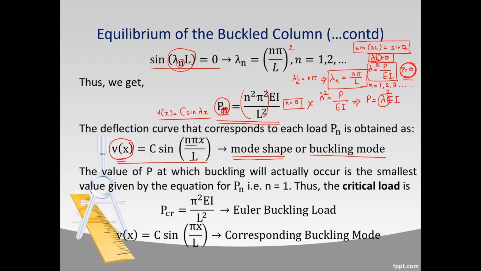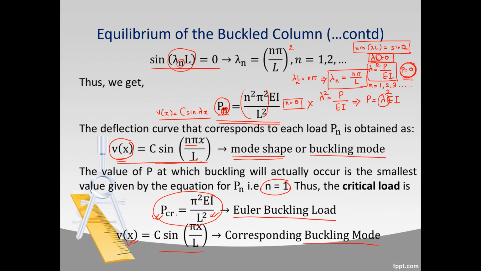So if you substitute n equals 1 in this equation, you get the value of critical load is pi square EI by L square, and this is the Euler buckling load. If you substitute the value of n in this mode shape, then you get the value of Vx as C sine pi x by L, which is the corresponding buckling mode. So whenever this is the critical load acting on your column, the equation of the deflected shape or the deflected curve will be given by this Vx. So this is the value of your buckling load.